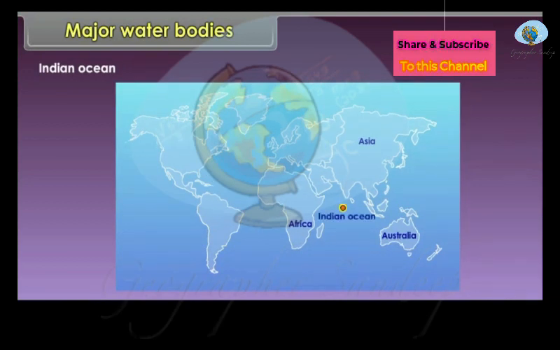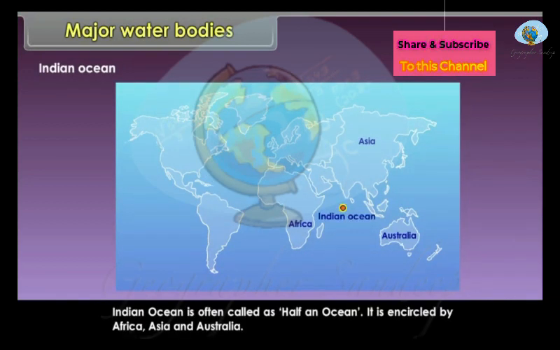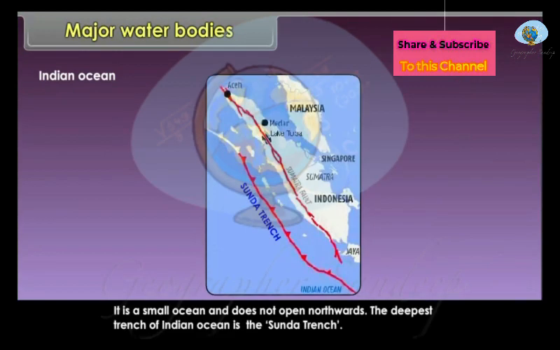Indian Ocean. Indian Ocean is often called half an ocean. It is encircled by Africa, Asia and Australia. It is a small ocean and does not open northwards. The deepest trench of Indian Ocean is the Sunda Trench.